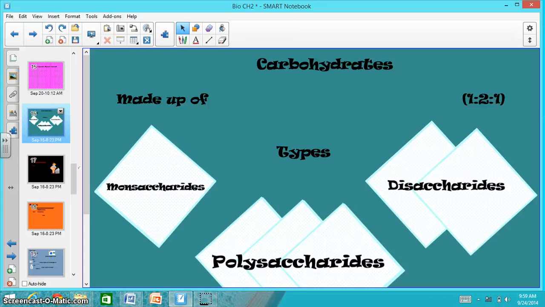Carbohydrates are the first one that we're going to talk about. Carbohydrates are made up of carbon, hydrogen, and oxygen, and those three are put together in a 2:1 ratio. So for every carbon, there's 2 hydrogen and 1 oxygen, which is where carbohydrates gets its name from.